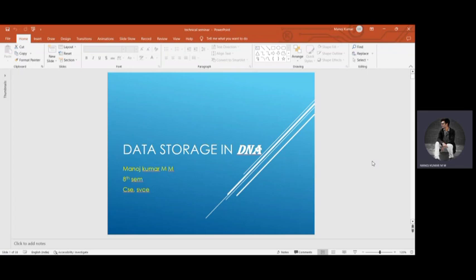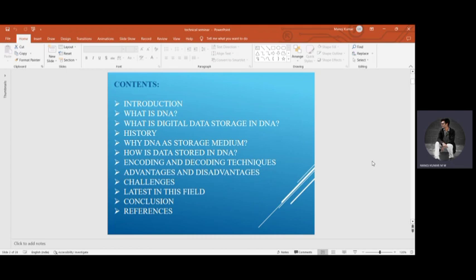Today I am going to explain the topic called data storage in DNA. So, contents: introduction, what is DNA, what is digital data storage in DNA, history, why DNA as a storage medium, how is data stored in DNA, encoding and decoding techniques, advantages and disadvantages, challenges, latest in this field, conclusion and references. So let's go through the introduction.